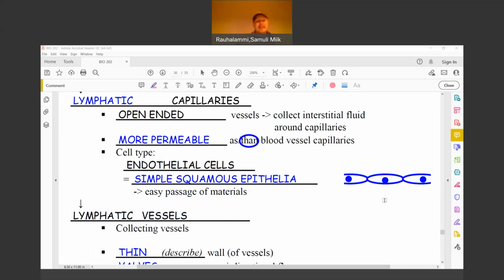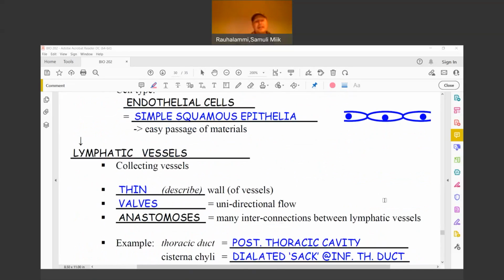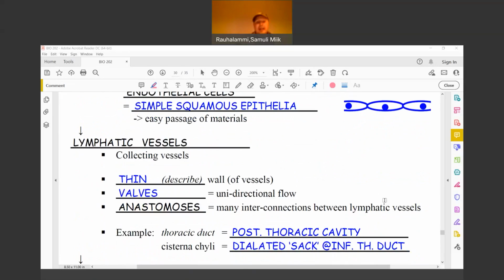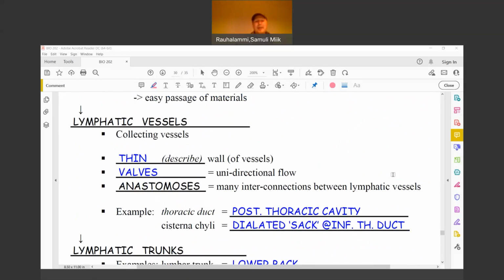Let's have a look at some of the lymphatic vessels and collecting vessels. They are thin, and we have the same adaptation as we had in the veins, so some valves. Valves facilitate the one-directional flow of the lymph, and anastomoses were those interconnections between the lymphatic vessels that we saw. I wanted to highlight from the ducts the thoracic duct, running at the posterior part of the thoracic cavity, along the vertebral column.